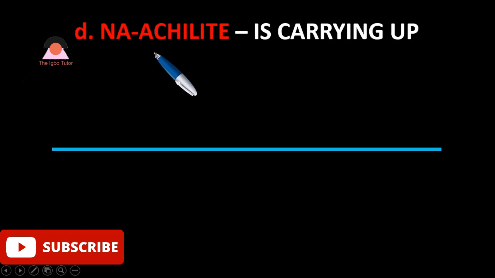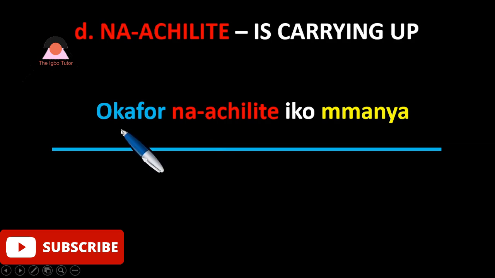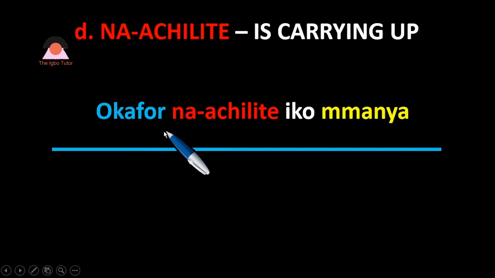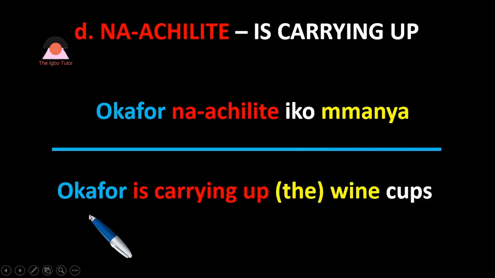We'll move on to na chilite. Okay, na chilite is carrying up. Present continuous. Let's look at a sentence example. Okafọ na chilite iko mmanya. What does this mean? Okafọ, which is somebody's name, is carrying up the wine cups. It must be plural for you to use chilite or achilite. It has to be many. If not, it will be welite, for a single object.